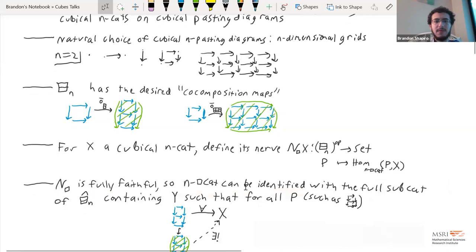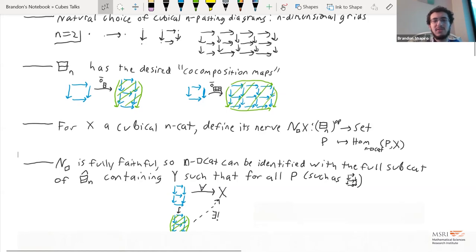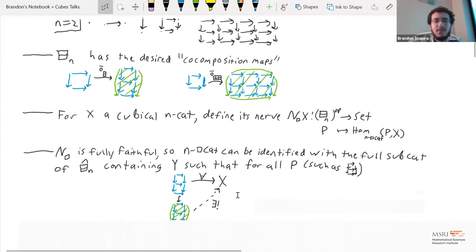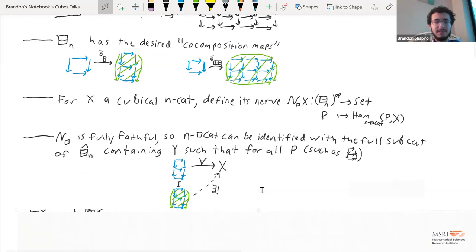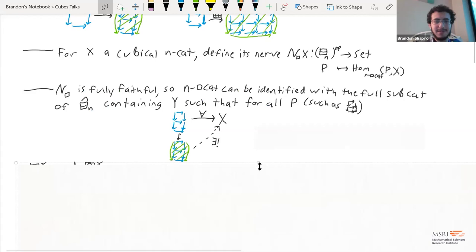And just as before, this is fully faithful. All of the composition structure that we get is captured by this cubical theta n, and we can again identify cubical n categories as a full subcategory of presheaves over this cubical theta n, where those are characterized by a lifting property, just as before. A unique lifting property, because this is the strict case. Right, so this is where I gave up on the little boxes. So I'll have to resort to clicking and dragging.